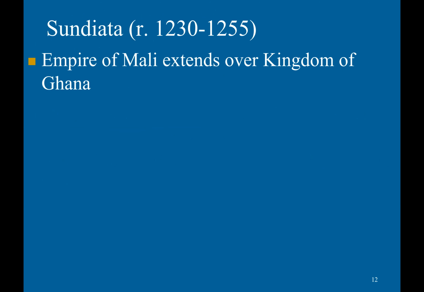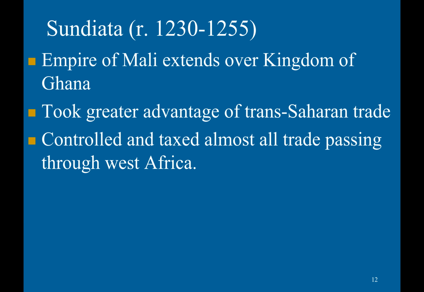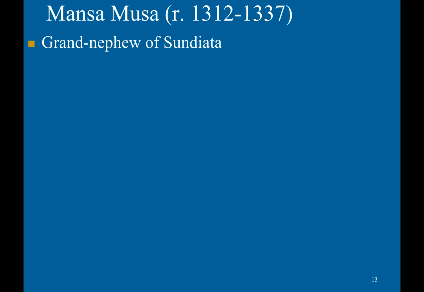Under the reign of Sundiata, who reigned from 1230 to 1255, the Empire of Mali, another power, extended control over the Kingdom of Ghana. He took greater advantage of his Trans-Saharan trade networks and controlled and taxed almost all trade passing through West Africa. The rulers of Mali honored Islam but did not force conversions. They just encouraged its spread.